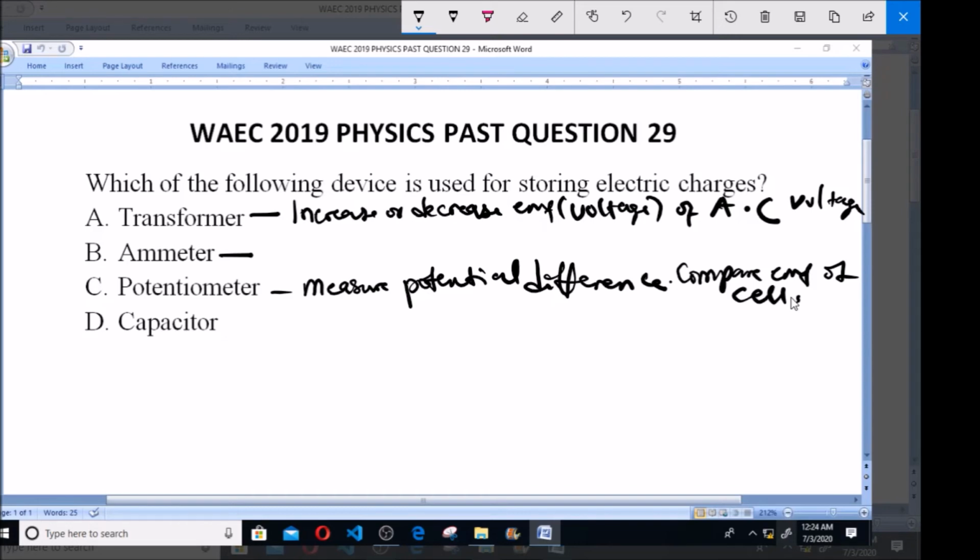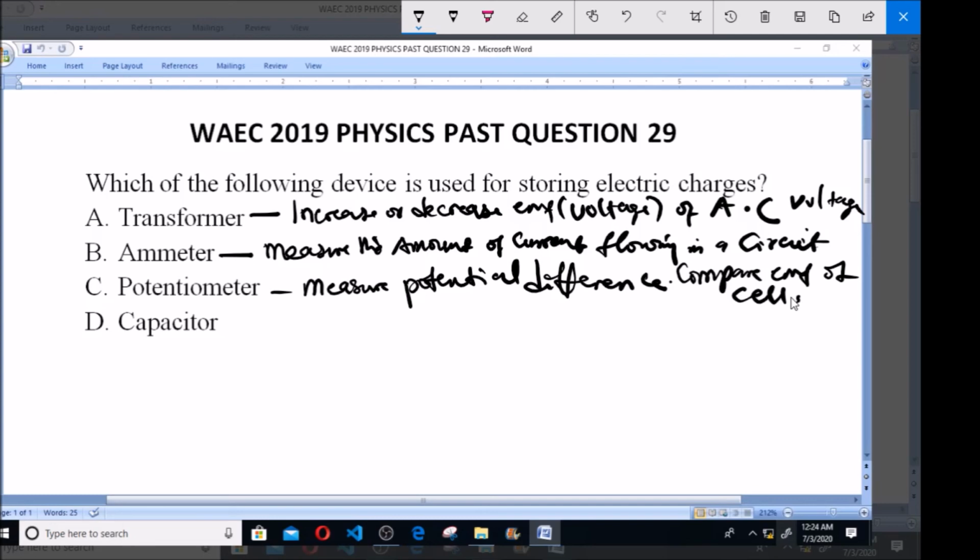Now, an ammeter is a device used to measure the amount of current flowing in a circuit. So use an ammeter to measure the amount of current flowing in a circuit. That's what we use an ammeter for.